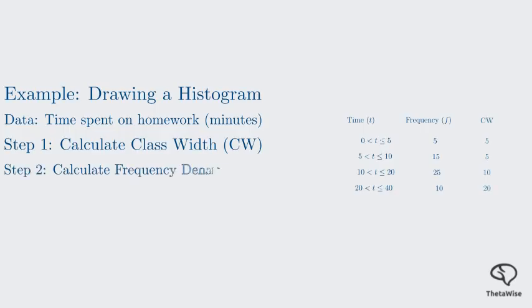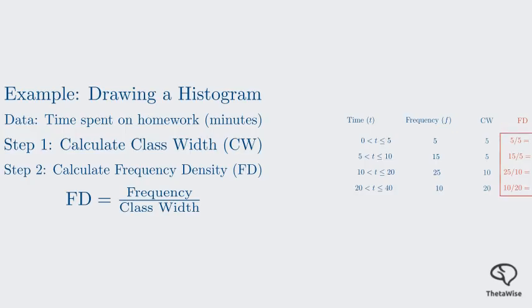Step 2. Calculate the frequency density by dividing frequency by class width. Let's perform the divisions. 5 divided by 5 is 1. 15 divided by 5 is 3. 25 divided by 10 is 2.5. And 10 divided by 20 is 0.5. Take a moment to check these values. We have heights of 1, 3, 2.5, and 0.5. These are the values we will plot on our vertical axis. In the next section, we will see how these densities determine the heights of the bars on our graph.